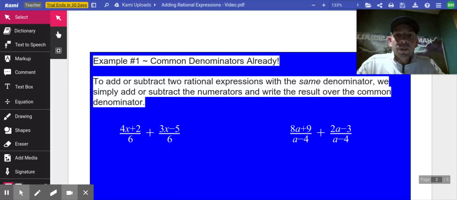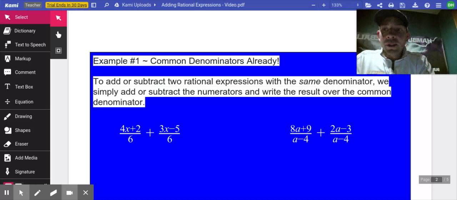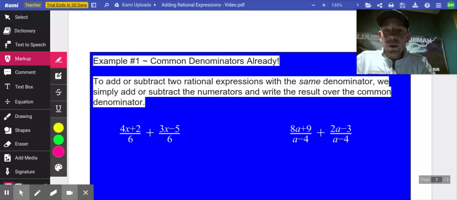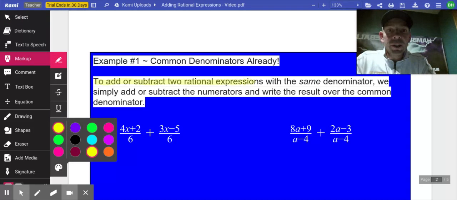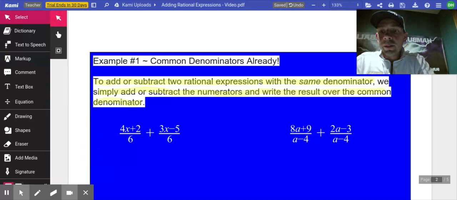But first off, let's warm up with this example. What if we already do have common denominators? What are the rules for adding fractions if we already have a common denominator? I think this little definition here is worth its weight in gold, okay? If you want to add or subtract two rational expressions or two fractions with the same denominator already, we simply add or subtract the numerators and then write that result over the common denominator itself. So what does that look like here?